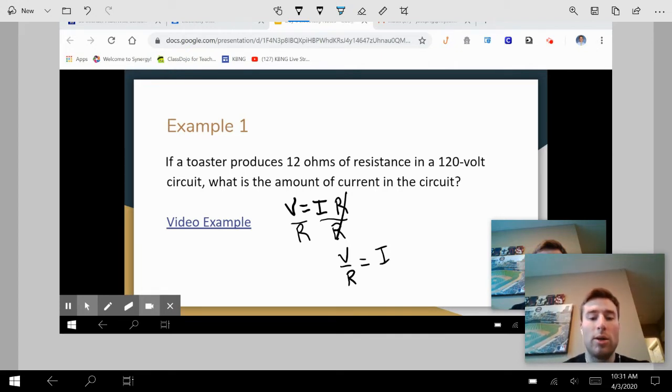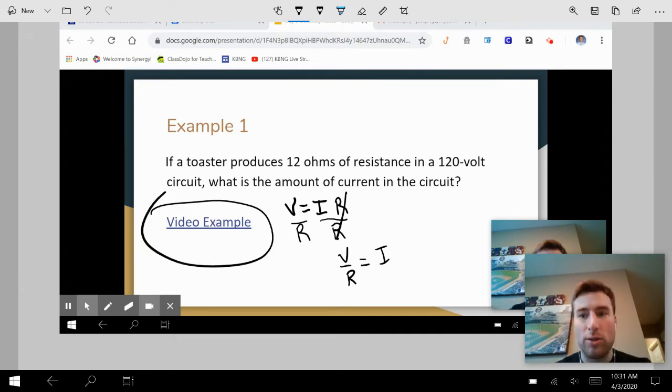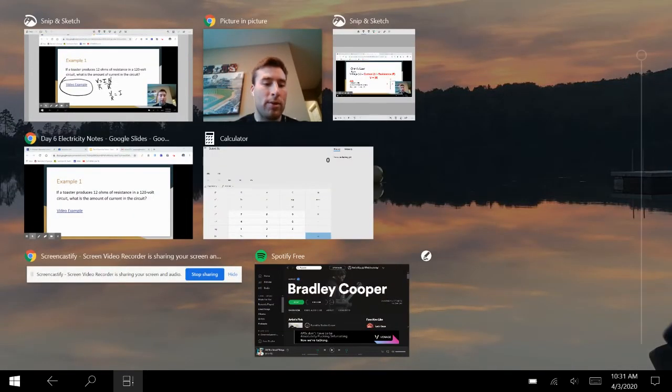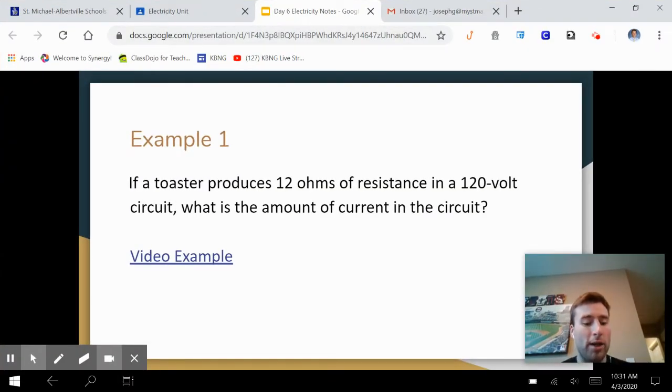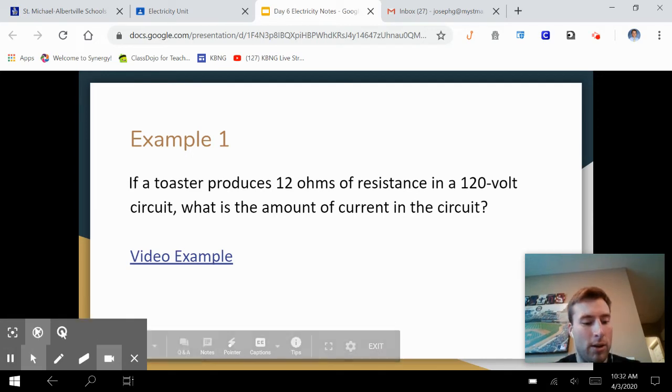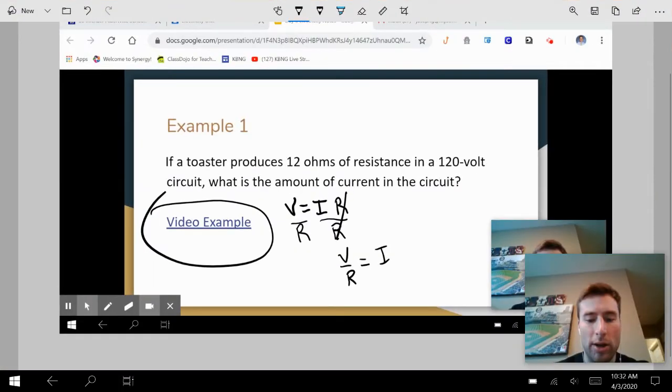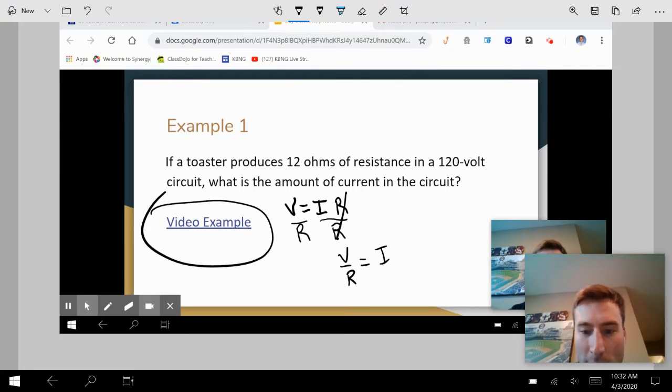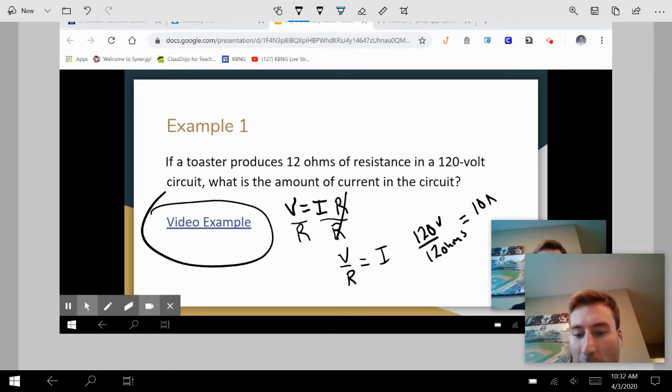Now you guys can plug it in. So at this point, I want you guys to pause the video and go back and try it, and then check your answer with this video example when you're done. All right, so hopefully you went through and watched that video, and you figured out, okay, so now we have our voltage of 120 divided by our resistance of 12 ohms, right? And 120 divided by 12 is equal to 10 amps. Right, pretty simple.